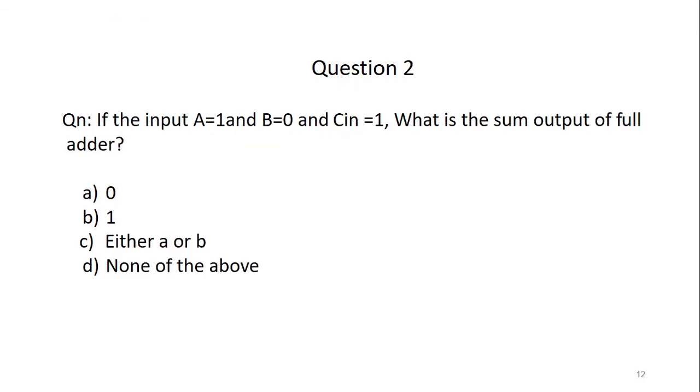Next, if the input A is equal to 1 and B is equal to 0 and C in is equal to 1, what is the sum output of a full adder? So 1 plus 0 plus 1, that means the result is 1 0. That means the sum bit is 0 and carry bit is 1. So the answer is A.